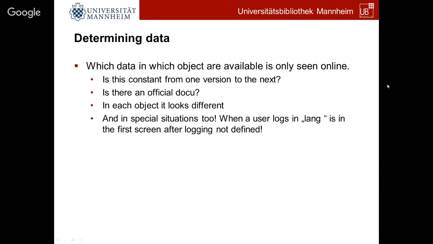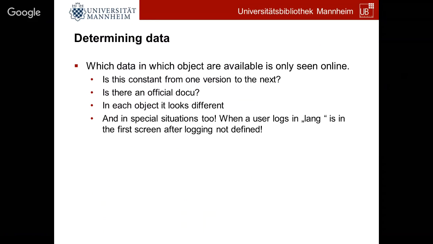So back to my presentation. The problem for me was how to determine data. I have some questions there. Which data is in which object? You see it only online. I'm not sure if it is constant from one version to the next version. I didn't know if there is official documentation. I didn't find one, but perhaps there is somewhere and I didn't see it. And in each object it looks different.